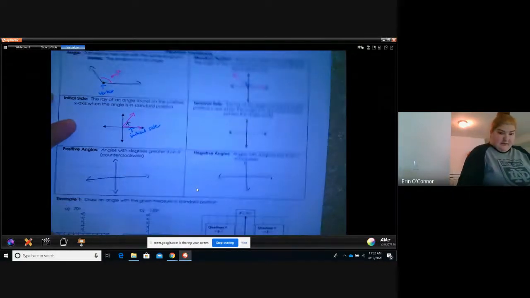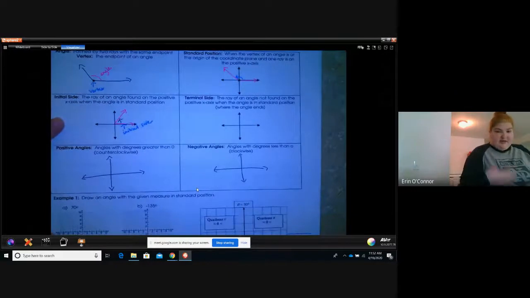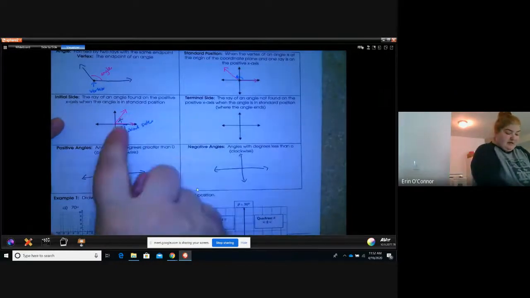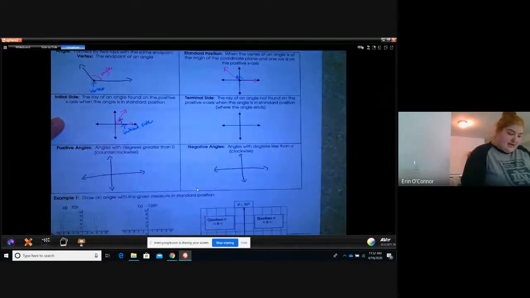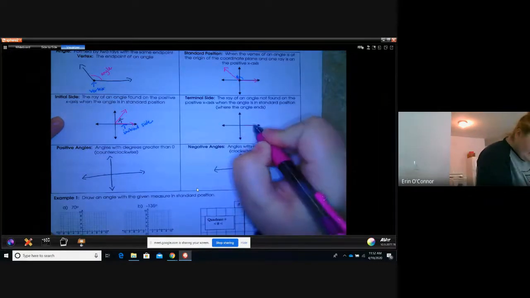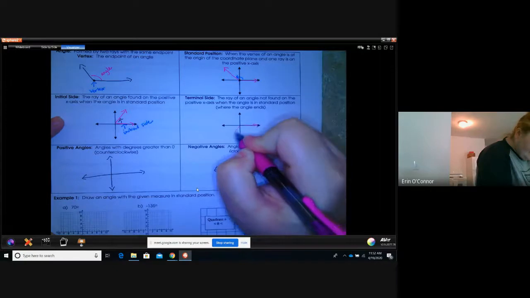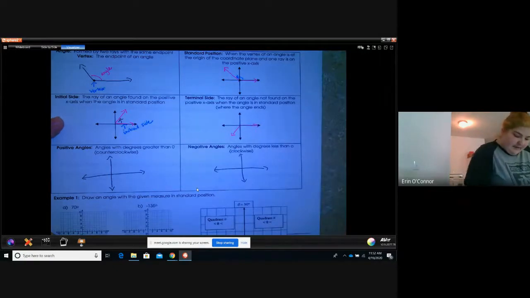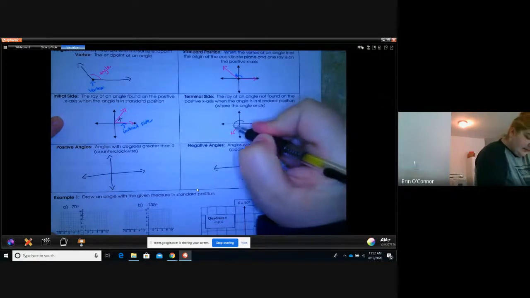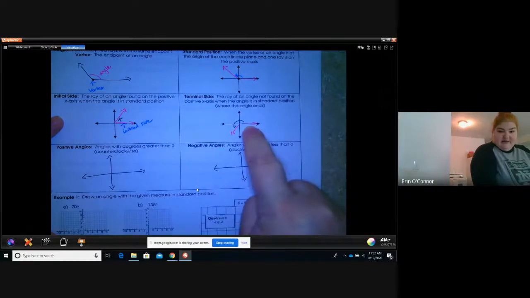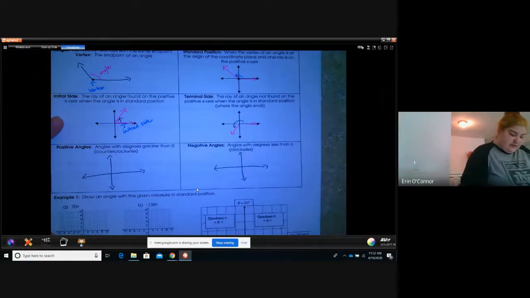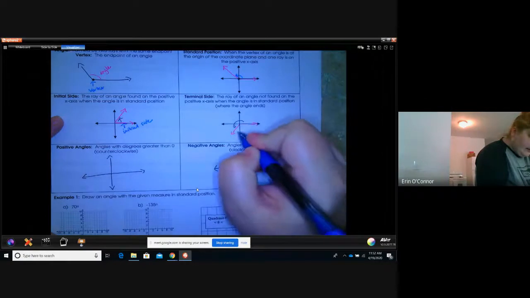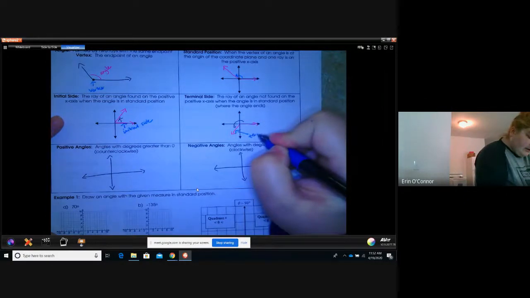And then likewise, we have a terminal side. Initial means beginning side, that's where it starts right here. And then the terminal side is the ray of an angle not found on the positive x-axis when the angle is in standard position. So where the angle ends. So if this is my angle right here, and my angle is this, again, my initial side is right here, and my terminal side is going to be this one right here. That's my terminal side.